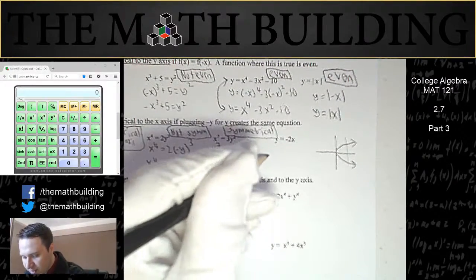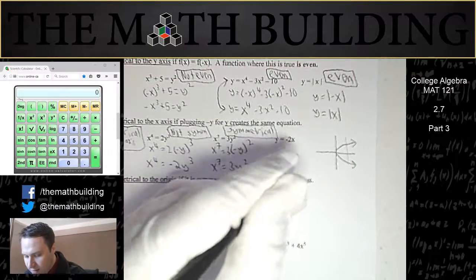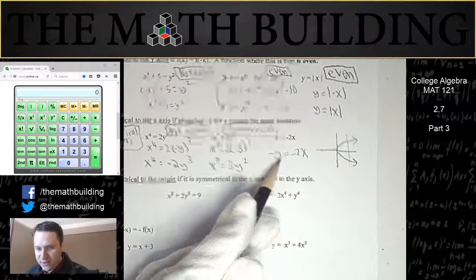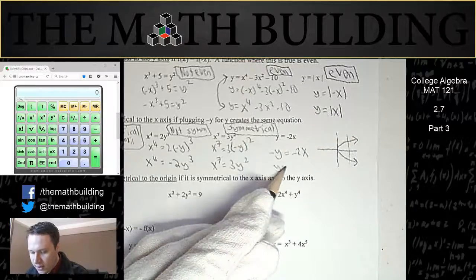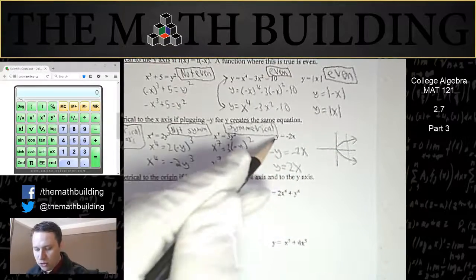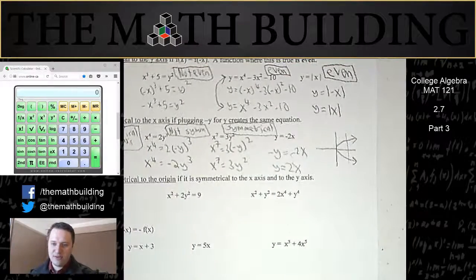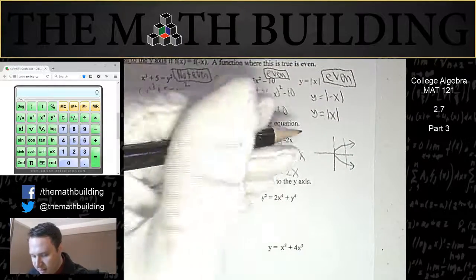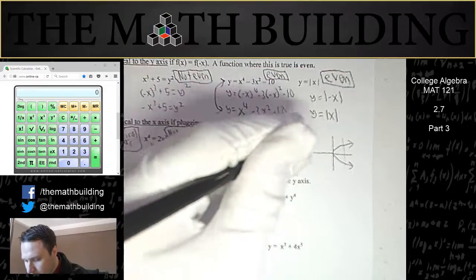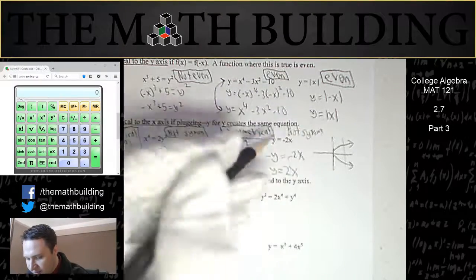Lastly, let's do this one. Let's plug in negative y for y, and we could take off both of these negatives and make it y equals 2x, which is different than y equals negative 2x. So this graph is not symmetrical to the x-axis. So that's a good skill to have.